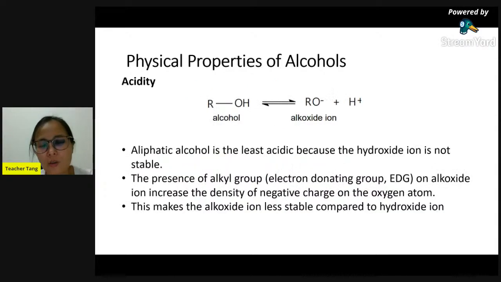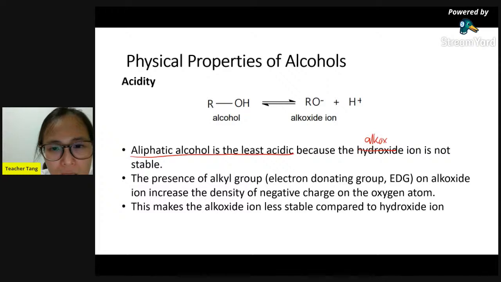Okay, so now we move on to look at aliphatic alcohol. So aliphatic alcohol is the least acidic. Why is it the least acidic? Because, sorry, this is not hydroxide ion, this is alkoxide ion. The alkoxide ion is not stable. Why is the alkoxide ion not stable? Aliphatic alcohol is an acid, it donates a hydrogen ion to give us the alkoxide ion. So this is the conjugate base.